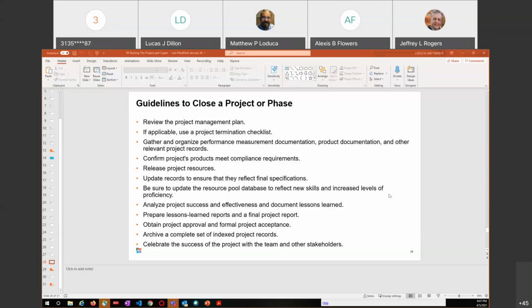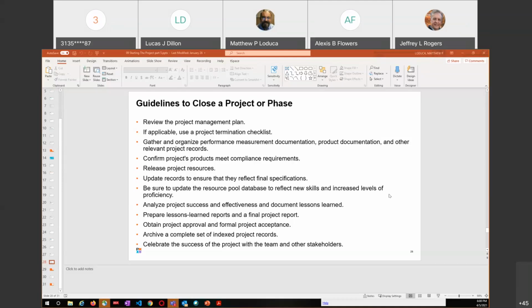Obtain project approval and formal project acceptance. We sort of did that along the way, but at the very end you want to get your final project acceptance. We've been getting acceptance on everything we've delivered up until this point, and then one last final, yep, it's all here, ready to go. Archive a complete set of indexed project records. Again, we archived our project records, but I don't know about indexed. But anyway, make sure you know that.